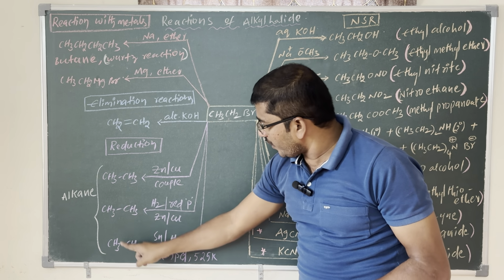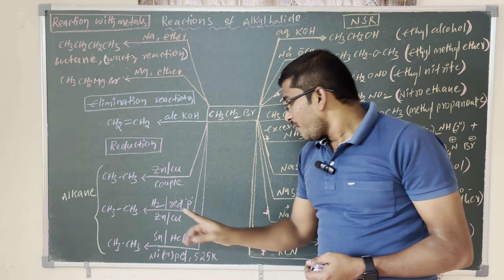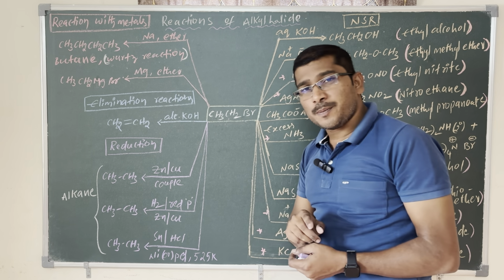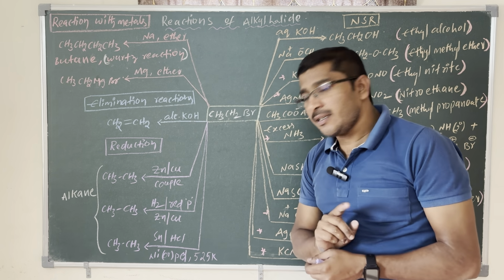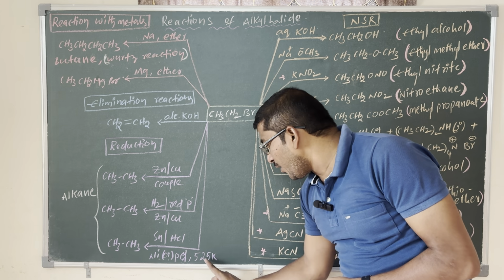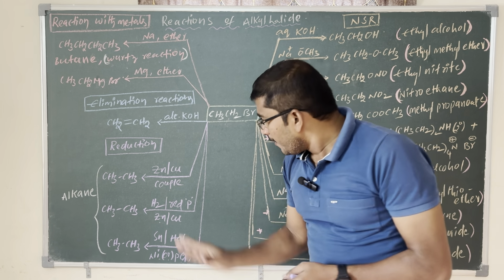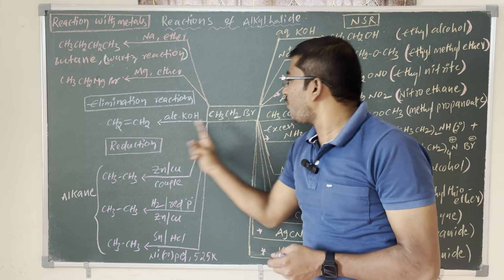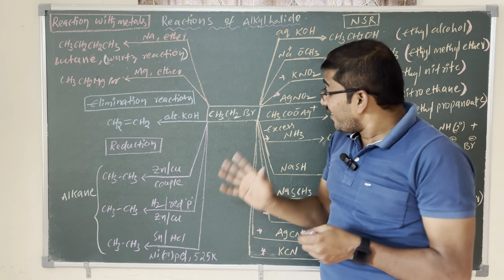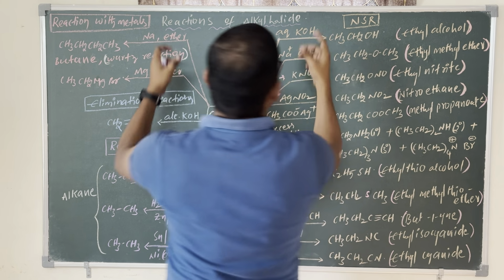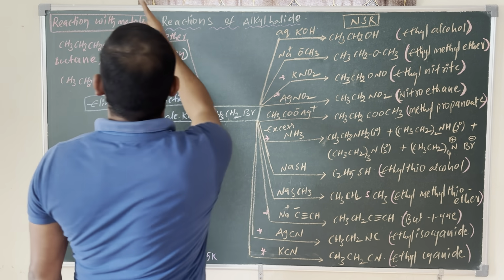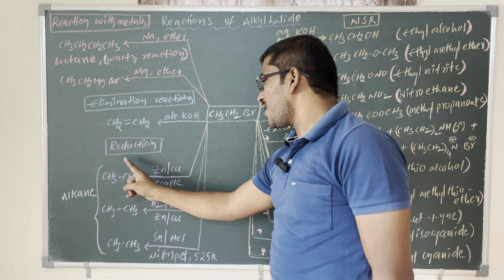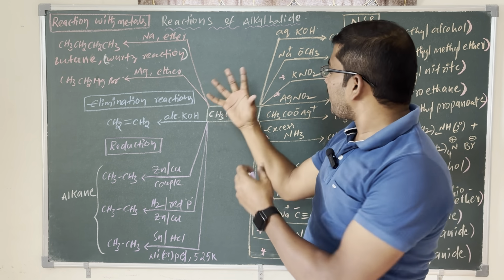What reducing agents are favored for reduction of alkyl halides? Zinc copper couple you have to take. Hydrogen in the presence of red phosphorus or zinc copper couple also you have to take here. Tin in the presence of HCl. Nickel or palladium at 525 Kelvin temperature is also used. These three conditions are favorable for reduction of which one? Alkyl halides. Like that, alkyl halides are involved in four different types of chemical reactions, students: nucleophilic substitution reactions, reaction with metals, elimination reactions and reduction reactions. These are some chemical reactions.